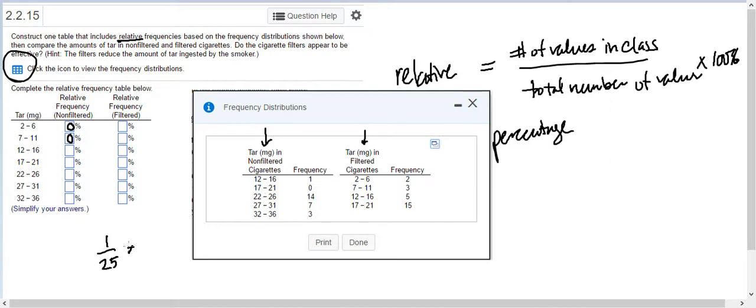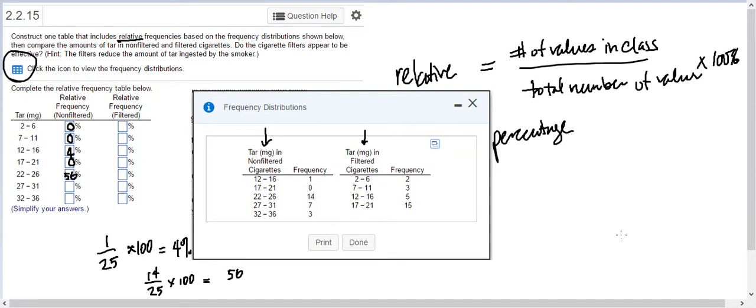Alright, so 1 divided by 25 and multiply that by 100, we get 4. And so that's 4%. And of course they already give you the percent symbol, so you don't need to type percent. So 4 goes there. 17 to 21 is 0. And so you keep going and doing that same thing. The next one is 14 out of 25, and multiply by 100 to make it a percent. Alright, so in that case we get 56. So 56 goes in this box here, and you go on and on until you finish the problem. And then you do the same thing for this over here, and of course put 0 anywhere something doesn't exist.